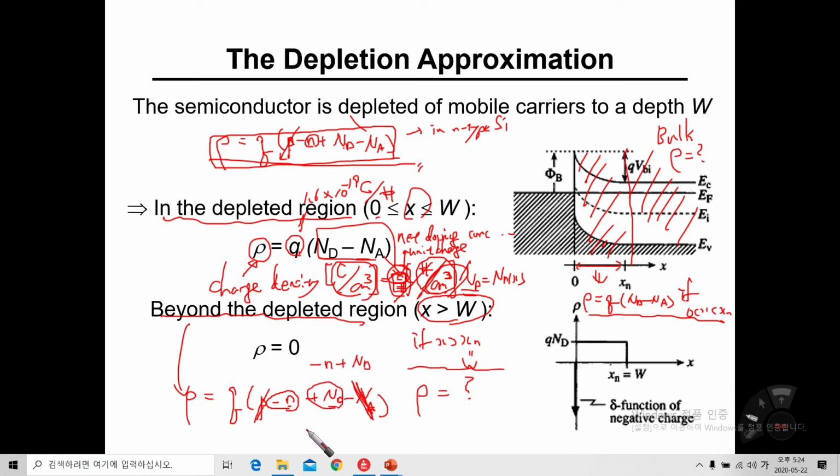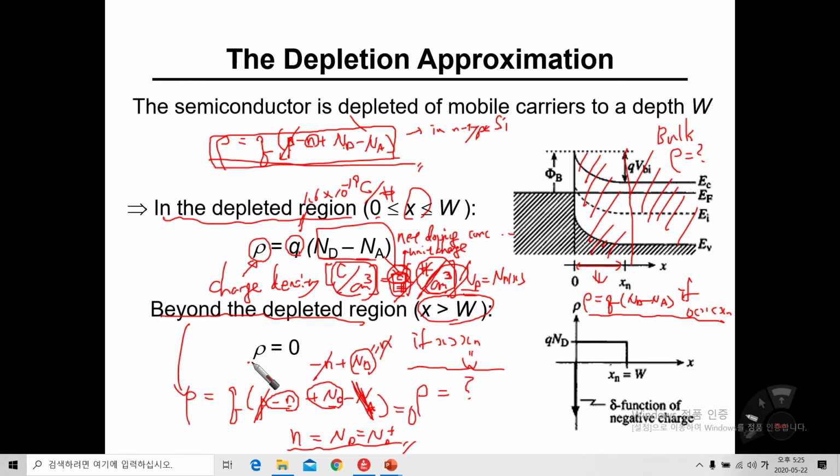But as you know, in an n-type semiconductor, the electron concentration is governed and controlled by the donor concentration. At room temperature, all the donors are ionized, so this equation is always true. So instead of ND, you plug in n. Then minus n plus n cancel out together. So in the end, the charge density is 0.